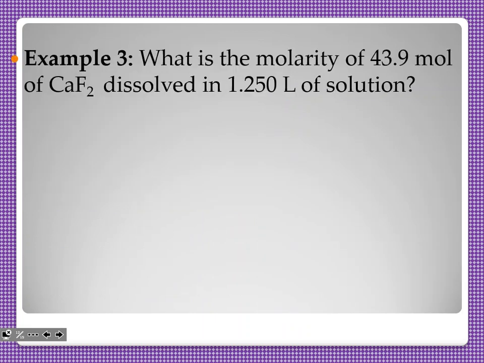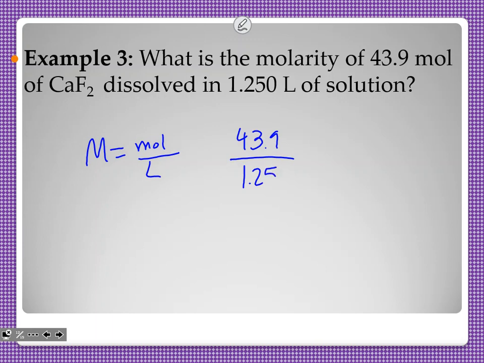All right, so this is the molarity of 43.9 moles of CaF₂ dissolved in 1.25 liters of solution. So is this one hard or easy? Super easy because they gave us moles, they gave us liters, all you have to do is what? Divide. This one's easy. So we do molarity, moles per liter, so 43.9 over 1.25. And what do we get for our value?